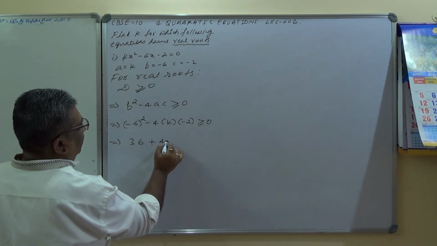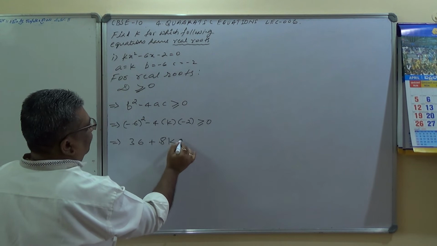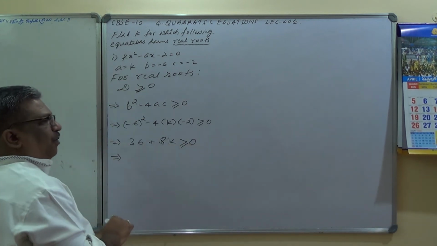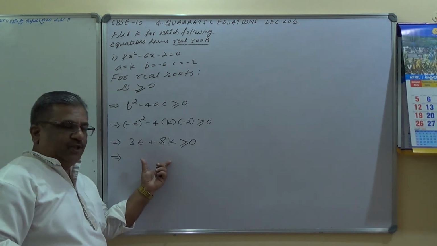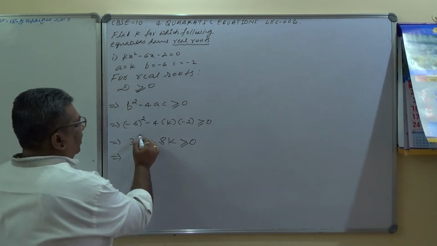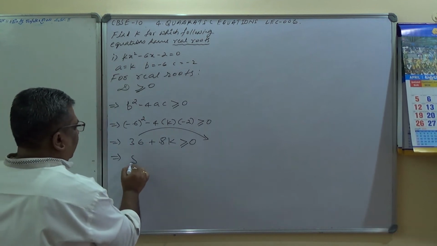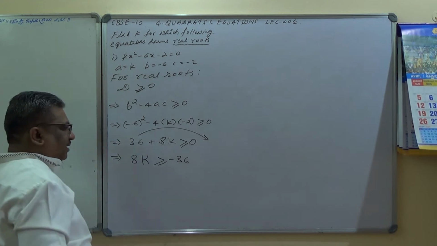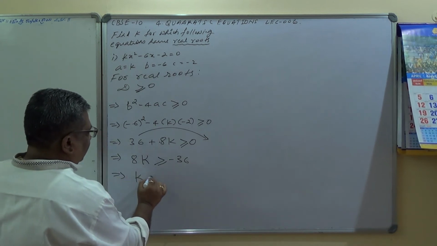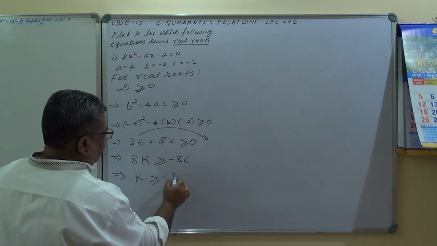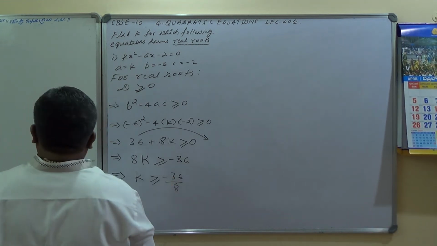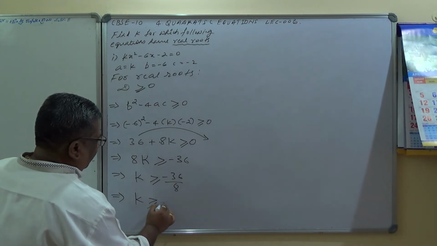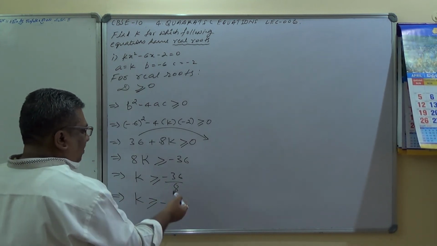36 plus 8k should be greater than or equal to 0. Here transpose, keep the k value positive and transpose 36 this side. So 8k should be greater than or equal to minus 36. K is greater than or equal to minus 36 by 8, isn't it? So k should be greater than or equal to minus, simplify it, how much is it?